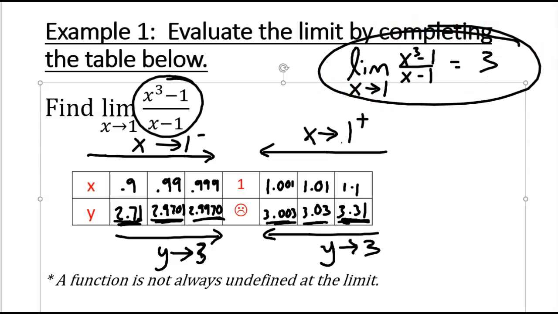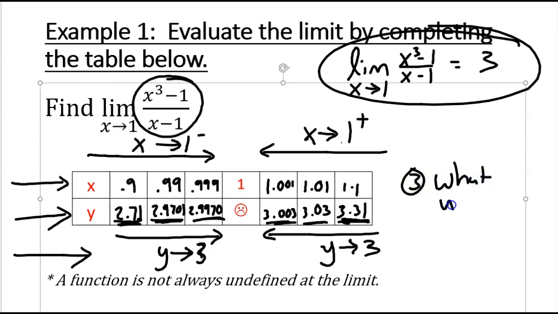So step 1, find your x values. Step 2, use the calculator to find your y values. Step 3, I'll write it down. What y value are we approaching? That's the answer.